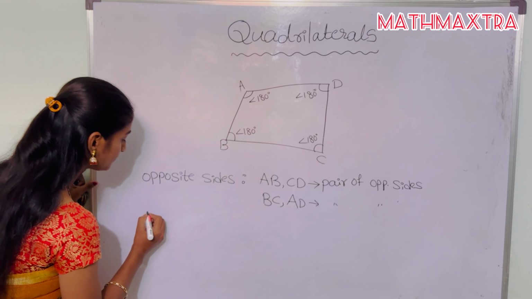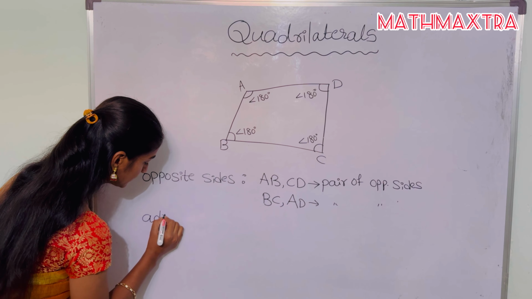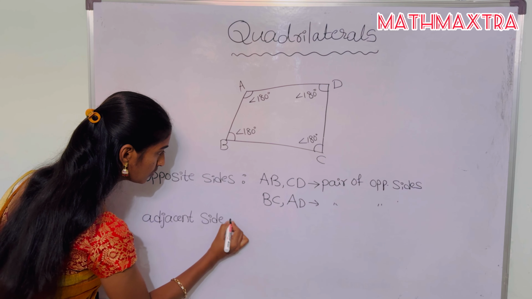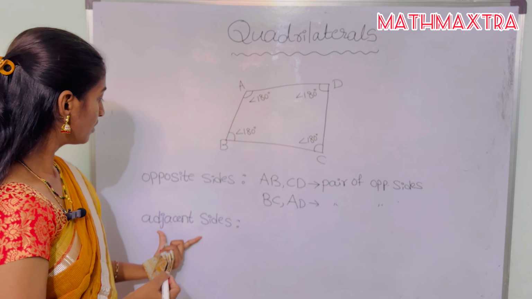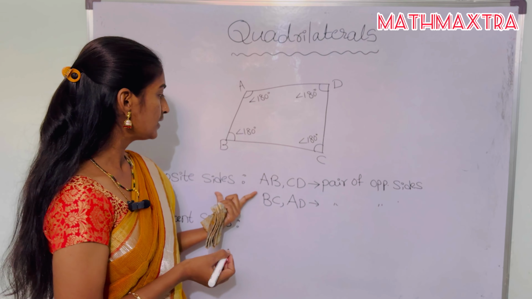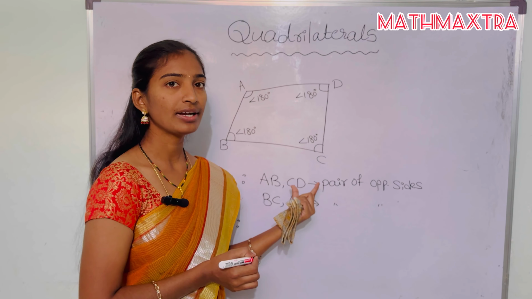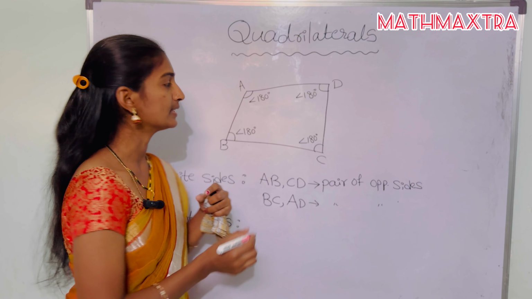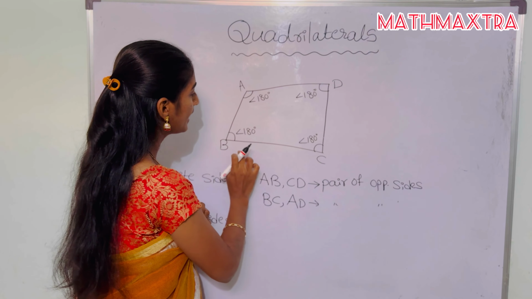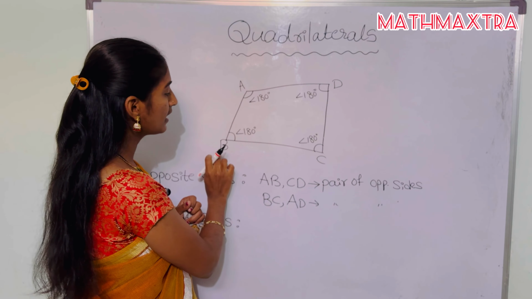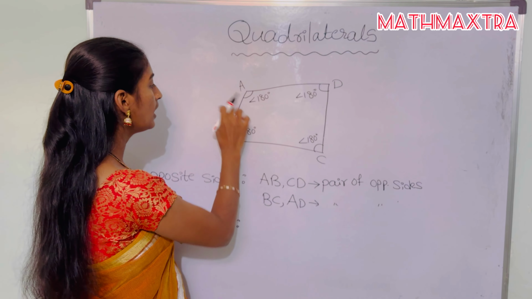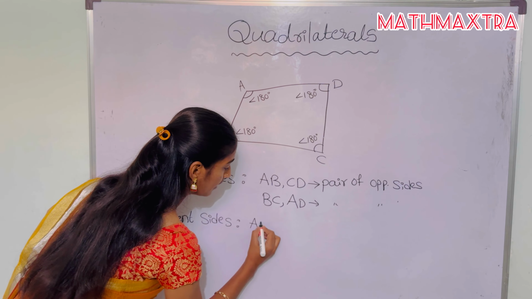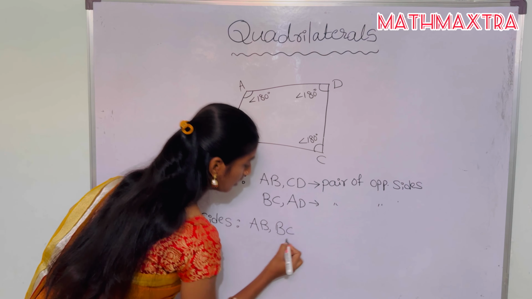And what are adjacent sides? In opposite sides, the two sides should not have a common vertex, but in adjacent sides, the two sides must have a common vertex. See these AB side and BC side, these two sides have a common vertex B. That is why we call AB and BC adjacent sides.